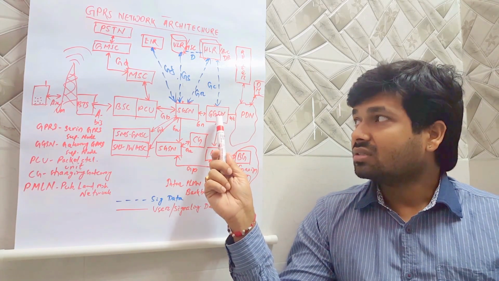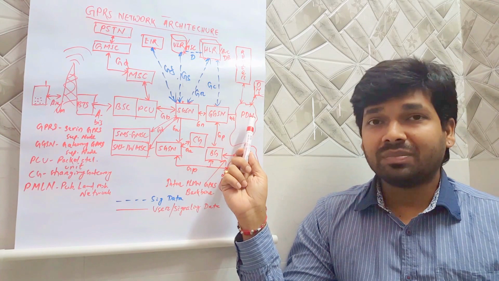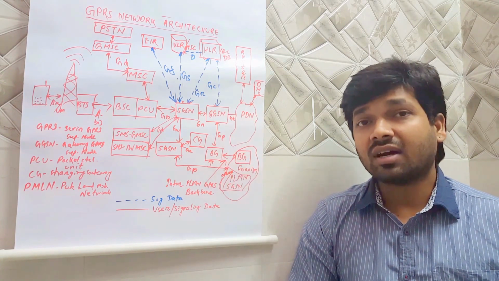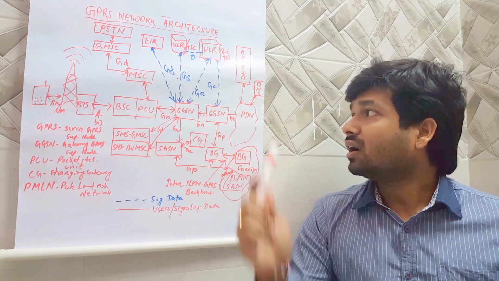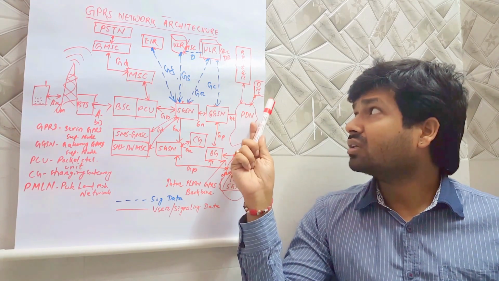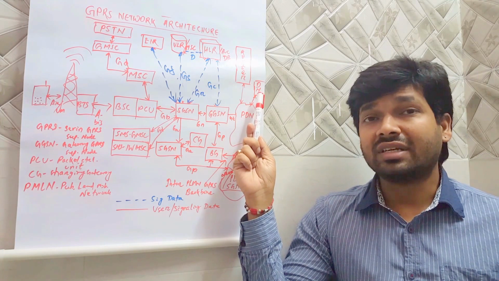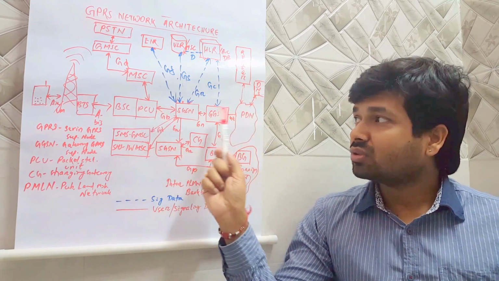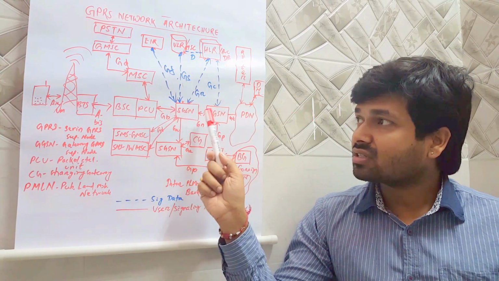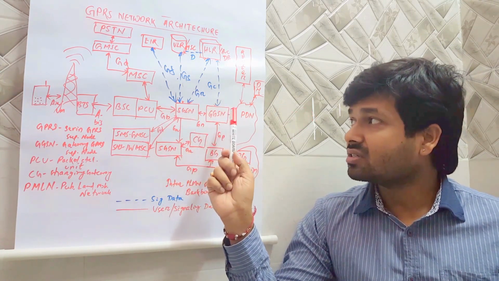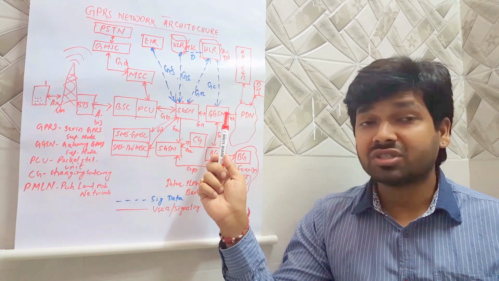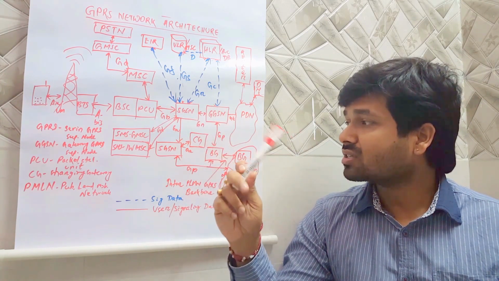From the GGSN towards the PDN or the packet data network we have the Gi interface, and from the PDN we have other connectivity like to the DNS and towards the router. So that's all about the interfaces from BSC, SGSN and GGSN. Now we'll see various interfaces from SGSN and GGSN, which is again important to understand.